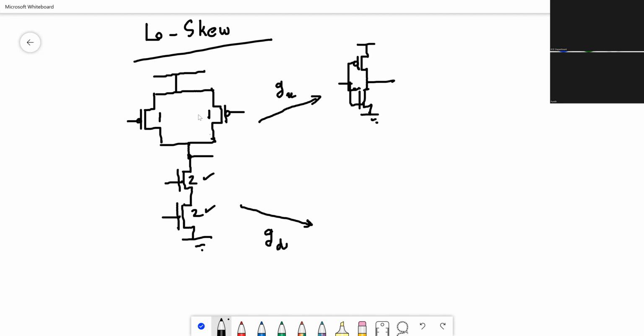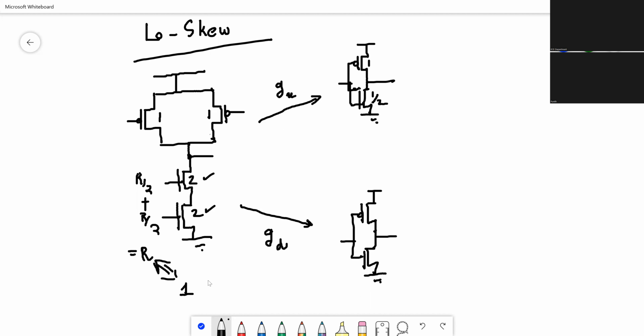In this case, for the low to high transition, the inverter has to be the same as the pull-up network, which is 1. And if this is 1, for a normal inverter, this will be 1/2, half of the PMOS size. And when we do this for the pull-down network, again, look at the pull-down network, 2 and 2. So this is nothing but R/2 plus R/2 equal to R. So this translates to W/L of 1. So put that here. This is 1, this is 2. That is the sizing we get for the normal transistor.